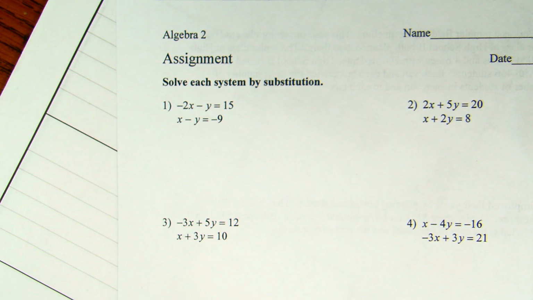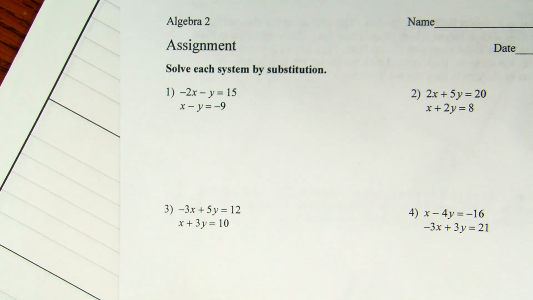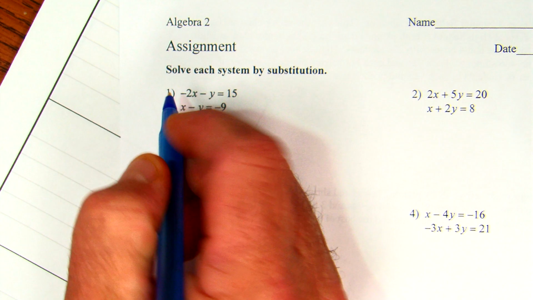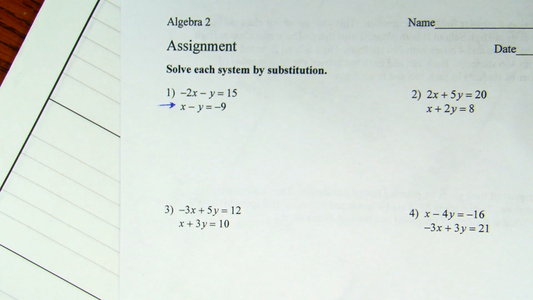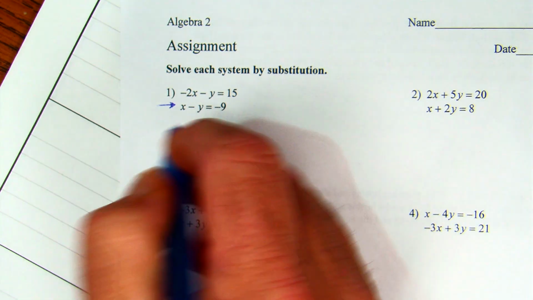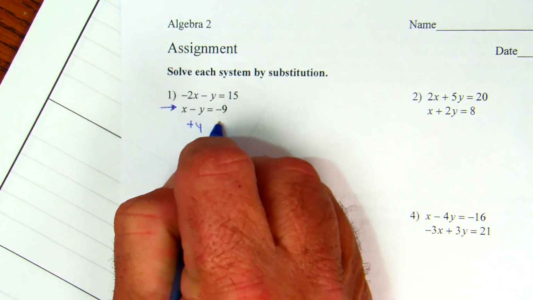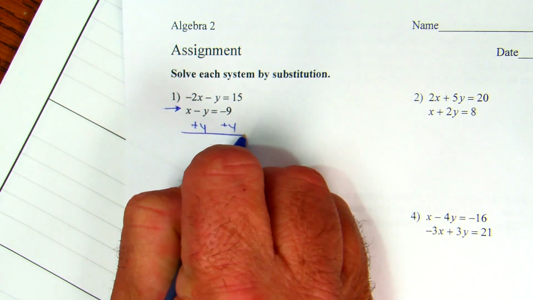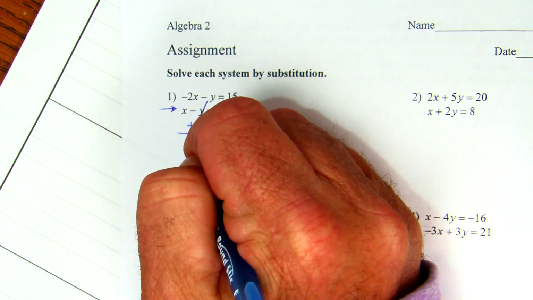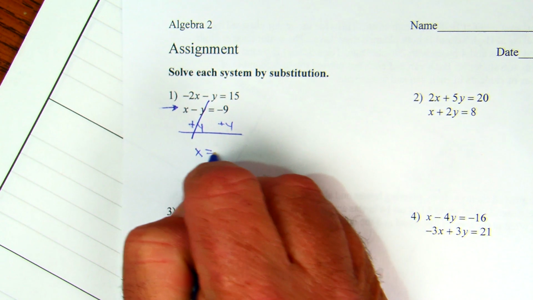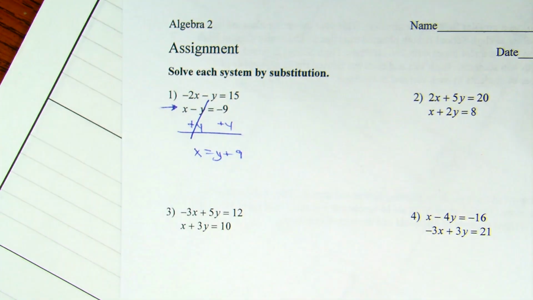If we're looking at substitution, what we want to do is get one of the variables all by itself, isolated with a coefficient of 1. So if I look at this one, in that equation, x minus y equals negative 9. If I add y to both sides, what will happen to the y's on the left-hand side? They will cancel out, giving us x equals y plus 9.